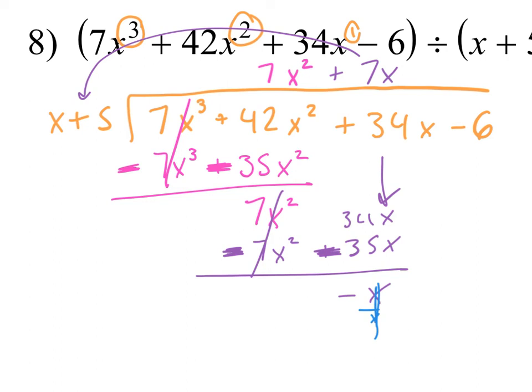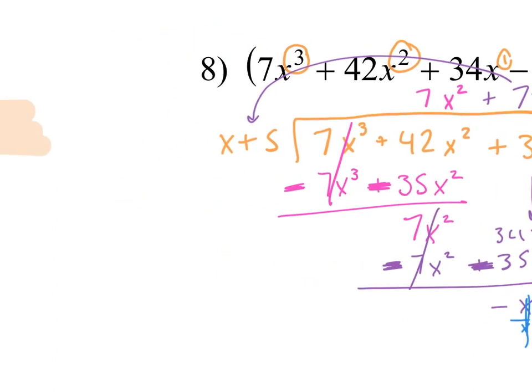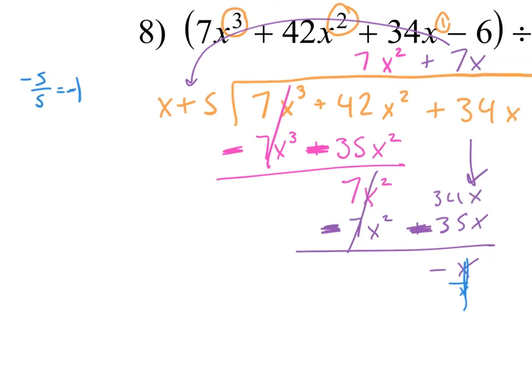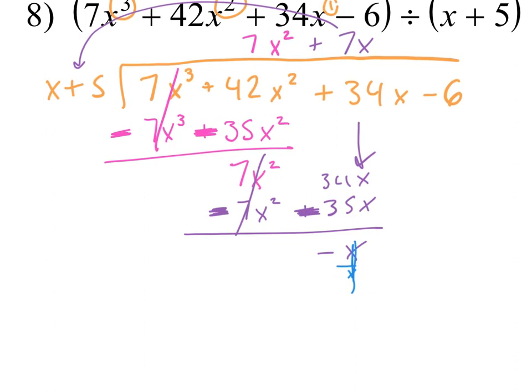What is it? Not 0, because we still have that negative. If we had, let's say, 5 over 5, what does 5 over 5 simplify to? 1. So if this was negative 5 over 5, what does that simplify to? Negative 1. So this would be negative 1. So we put that negative 1 up top.